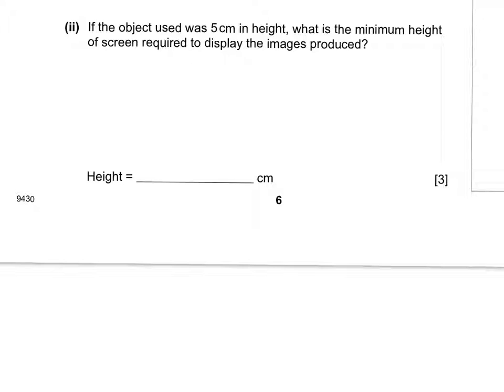Okay, so part 2 then. If the object used was 5 centimeters in height, what is the minimum height of the screen required to display the images produced? So if you remember that the magnification in a system is the height of the image over the height of the object, and that also relates to the image distance over the object distance, then we just need to look at the numbers where V was much greater than U, the case where the ratio of V to U was greatest.